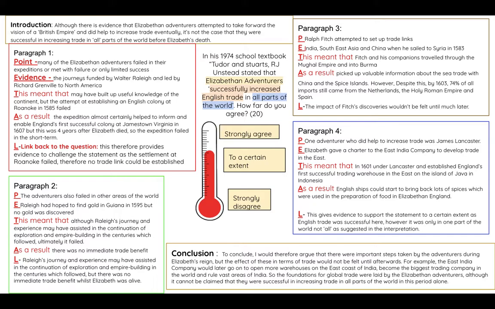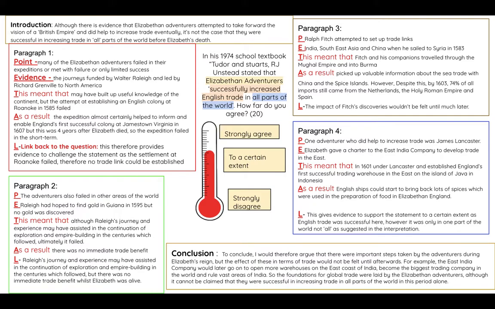To a certain extent, as English trade was successful here, however, again, it was only in one part of the world, not in all, as suggested in the interpretation. So I've linked back to the question there. I've made my point that I disagree with the statement.